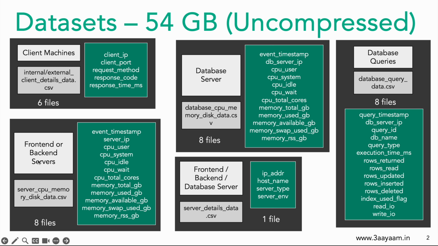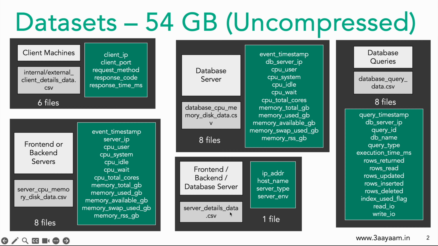For front end and back end servers, the file names are server CPU memory disk data number 1 to number 8.csv, because there are 8 files, and these are the columns that you'll find in these files. Similarly, you have database server data. You'll find 8 files for database servers. The name would be database CPU memory disk data from 1 to 8, and these are the various columns.